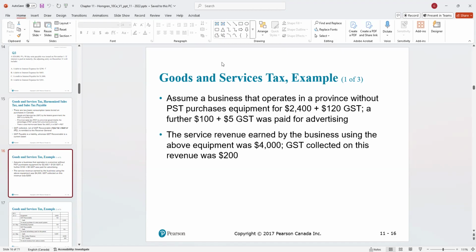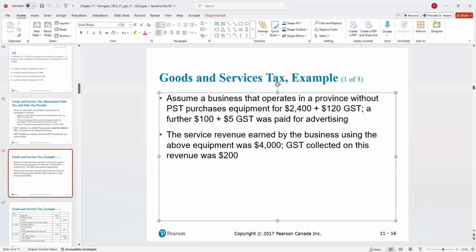Do you want me to show the journal entry, or do you want us to make the journal entry? Which one do you prefer? Make it. Okay, I'm going to copy the requirements, and let's move to the Excel spreadsheet and let's do it together.